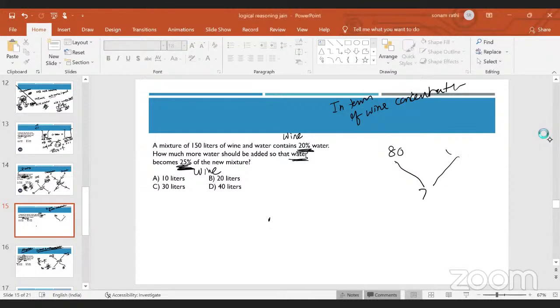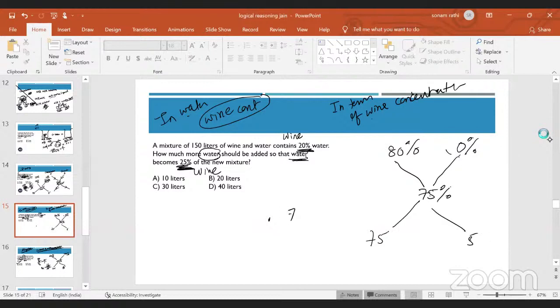So 75%, right? And what are you mixing in it? You are mixing water. But in water, what is the wine concentration? Zero. There is no wine, you are mixing water, so 0%. Again, diagonally subtract: 0 minus 75, 75 minus 0; 80 minus 75, 5. You will again get the same ratio.